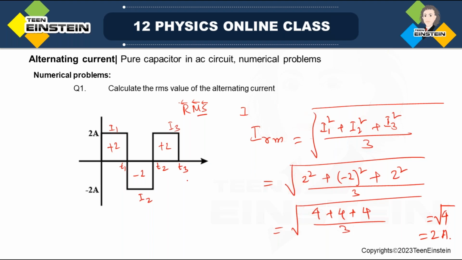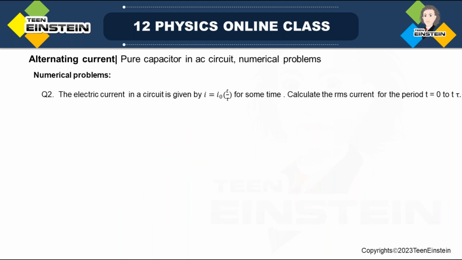All right, so we'll go for another problem. This is also related to RMS current only. RMS value of the current, calculation of the RMS value of the current. Okay.